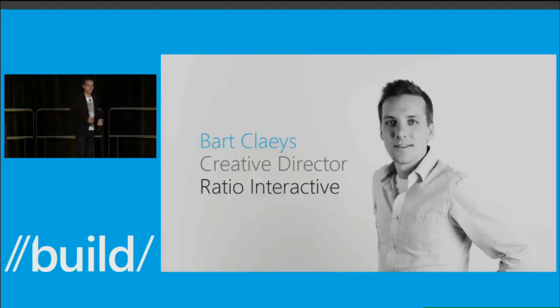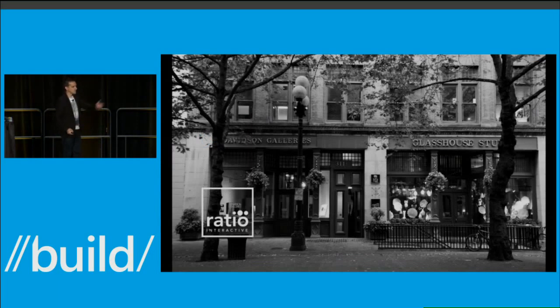But first things first, who am I? I'm Bart Kleijs. I'm a creative director of an agency called Ratio Interactive. And the agency is based out of Seattle. And the next slide should show that. So this is the storefront of our office. It's actually upstairs. It's not like the glass studio there.